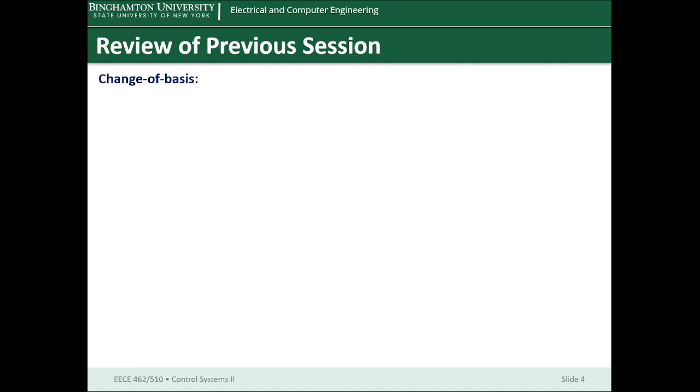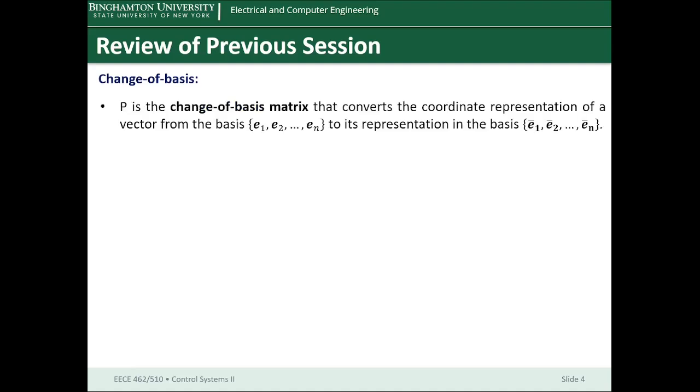Finally, we answer a very natural question. If we choose two different bases for a vector space, is there any relation between the coordinate representations of a vector with respect to these two bases? The answer is yes. The relation is governed by what we call a change of basis matrix. This matrix converts the coordinates of a vector from the old basis into its coordinates in the new basis.